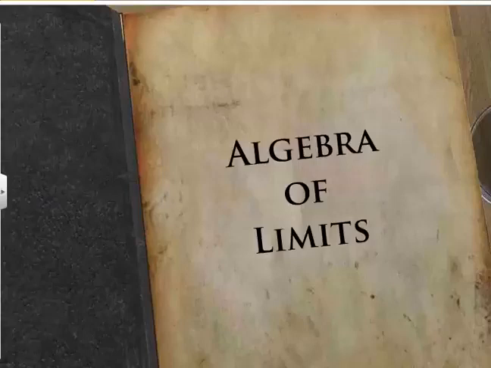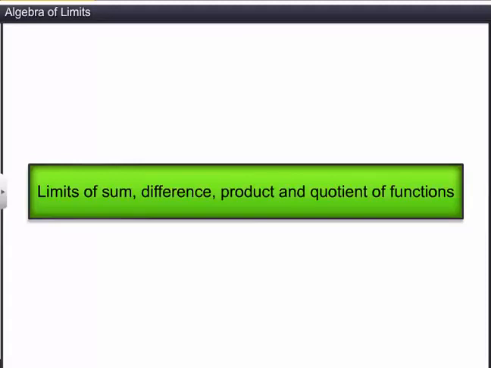In this module, you will learn about the algebra of limits and calculate the limits of polynomial and rational functions. If the functions are well defined, then the limits of the sum, difference, product and quotient of functions can be found easily. Let's see how.